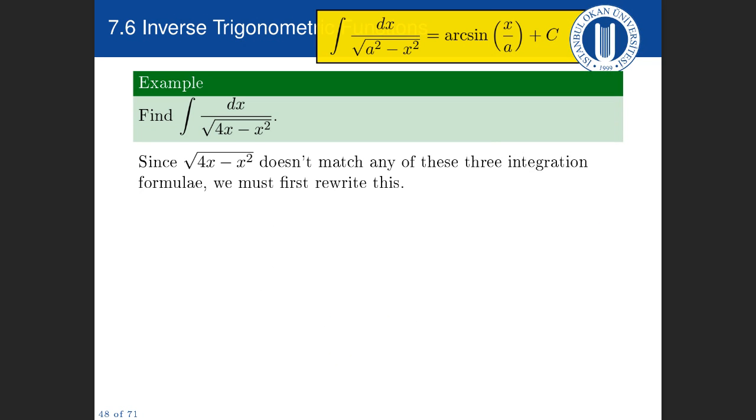Find the integral of dx over the square root of 4x minus x squared. Now, this doesn't match any of our integration formulae because none of the integration formulae had things like 4x minus x squared in. So first, we're going to need to rewrite this so that it does match one of the formulae.